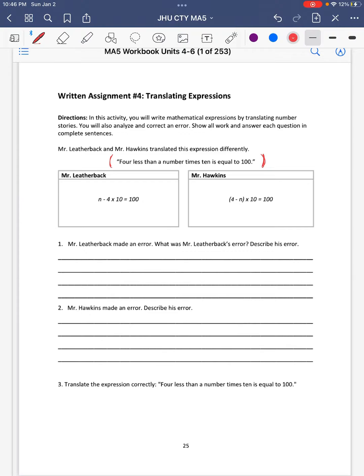Okay, so what you're going to do here is you're going to write the correct answer. And it does say for you to write an expression, but that is a typo, clearly, because it says is equal to 100. So you're actually writing an equation. And I'll have them fix that.